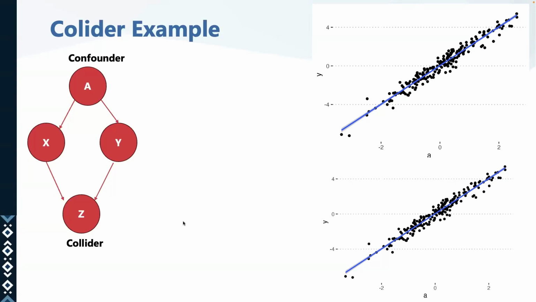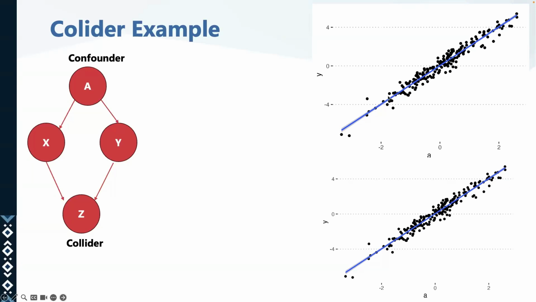And now a variable is called a collider when it is caused by both your exposure and the outcome. You can see that the arrows are leading to this. For one, you have to control for or adjust for it, for the other one, you don't have to control. So here, if you are controlling for the confounder, you close the backdoor, which is good. Here, if you control for the collider, you open the backdoor, so you don't want to control for it.